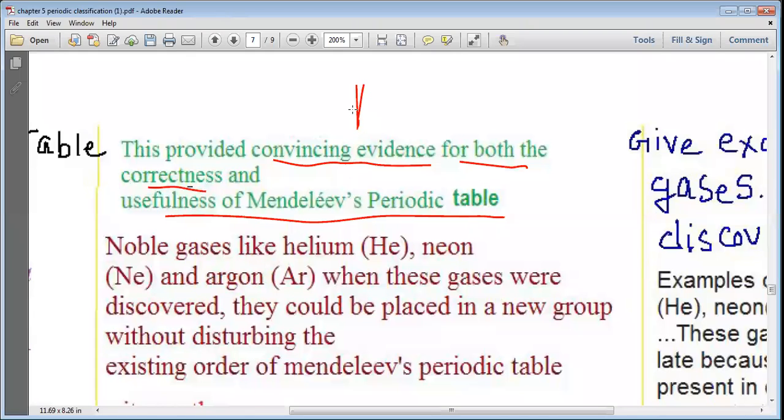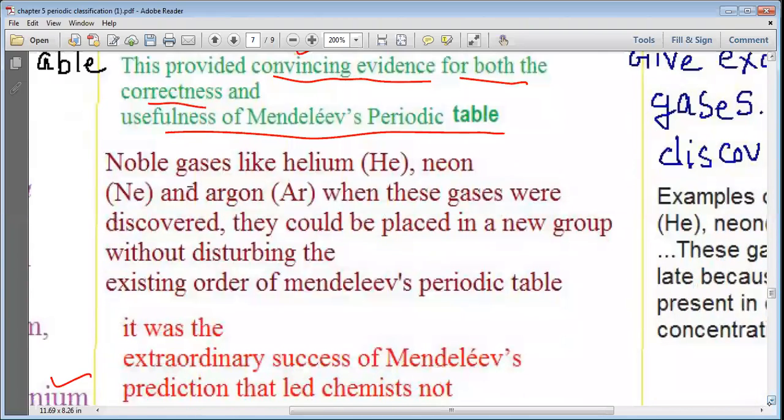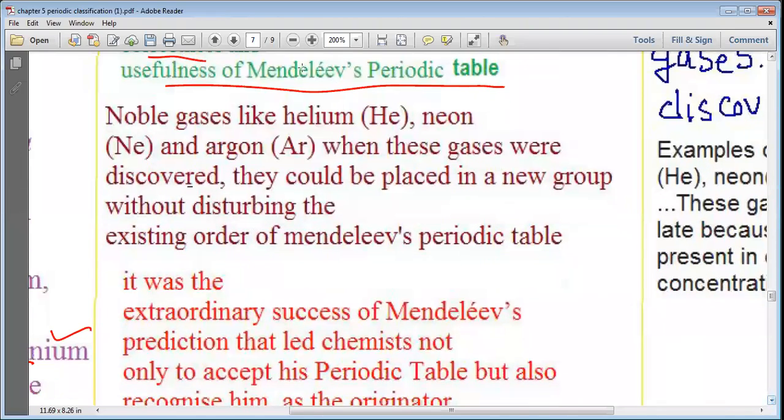So this was the very great thing about Mendeleev's periodic table, that he arranged the elements in a very correct order, and all the scientists at that time were convinced, because the arrangement of Mendeleev's table, and even the gaps that he put, were found to have similar properties to the elements discovered at that time.